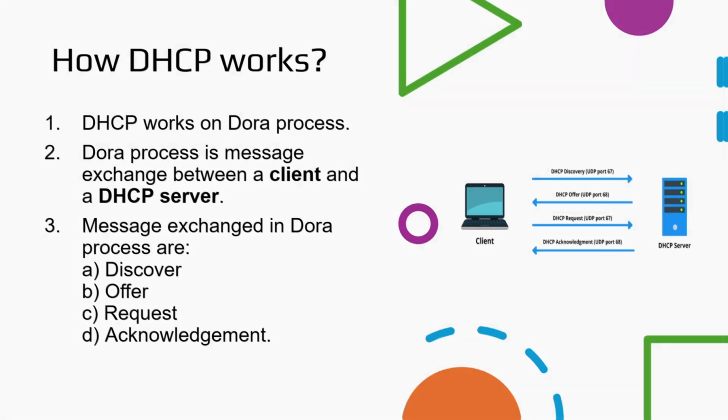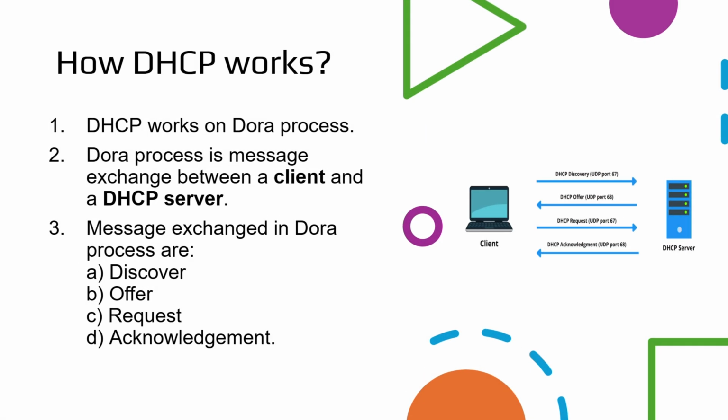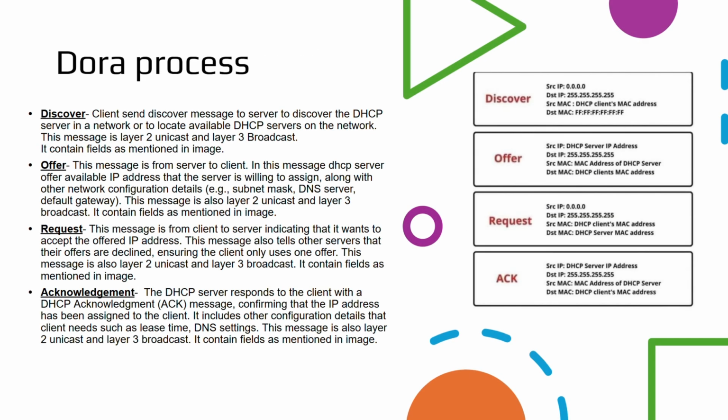DHCP works on the DORA process. DORA process is a message exchange between a client and a DHCP server. Message exchange in the DORA process are discover, offer, request, acknowledgement. Now we will see what is there in DORA messages. So first, the client sends a discover packet to the server. This message is to discover the DHCP server in your network, means to find out where the DHCP server is located.